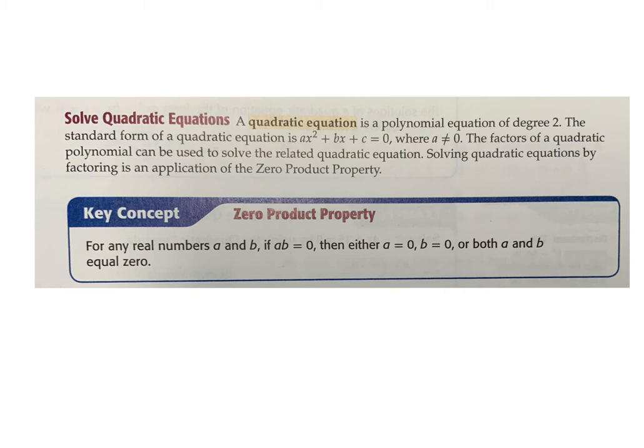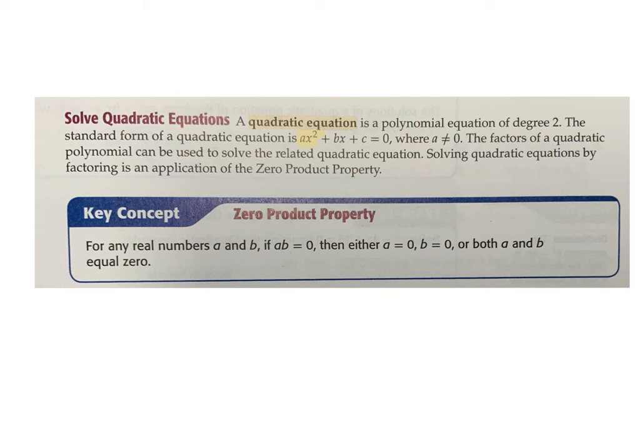The quadratic equation is a polynomial equation of degree 2. That means your x is taken to the second power. Degree 2 just means your highest exponent on your polynomial. All right, a is not equal to 0. If a was 0, then you would have a linear equation because you would not have a degree of 2.